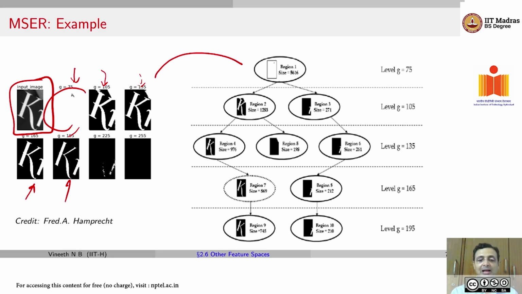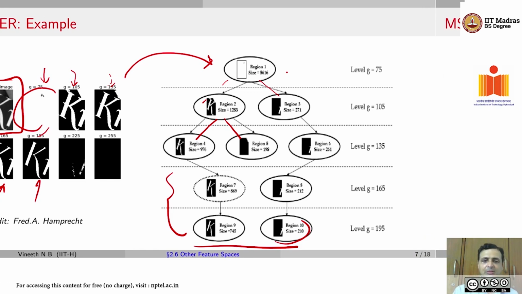So you could now represent that as a tree where you start with a region. That region becomes 2 regions at level G equals 105, and region 2 becomes region 4 and region 8 at level G equals 135, and so on and so forth to build the rest of the tree. So finally, as you can see, at level G equals 195, you have 2 regions, one with the K and the other with an R, which is what you were originally looking for. So this gives you one way of separating different regions. So this is not exactly a corner detector, but another method to separate regions.